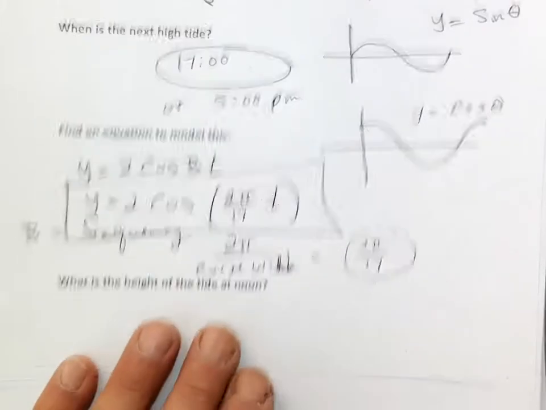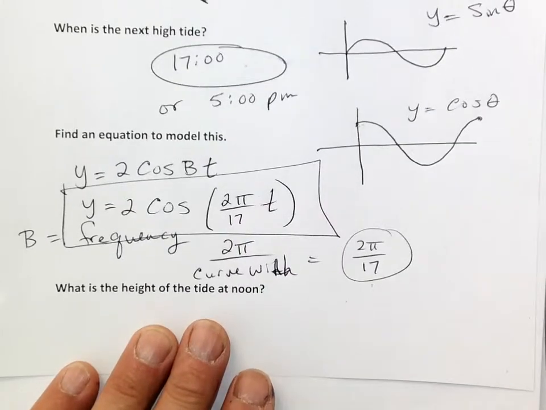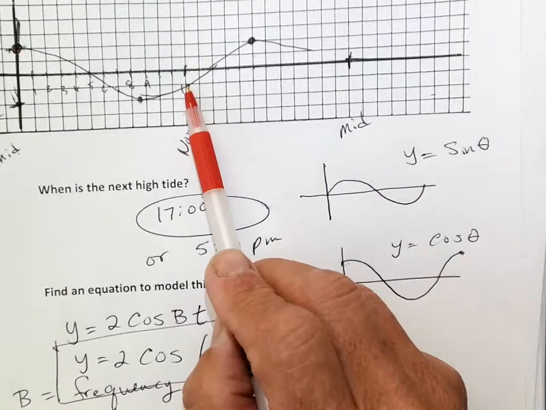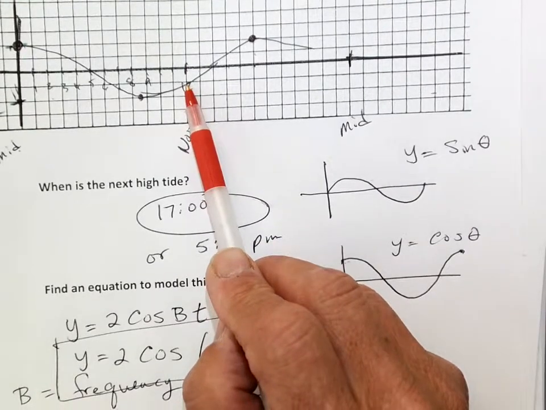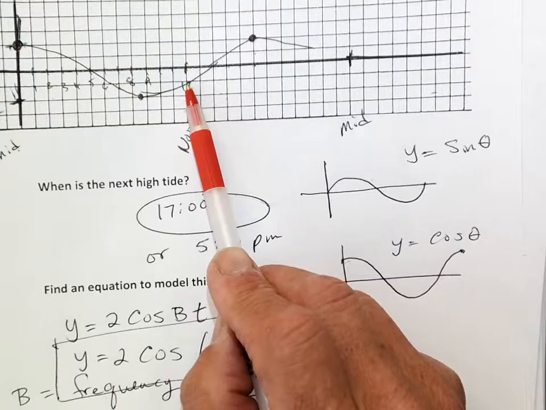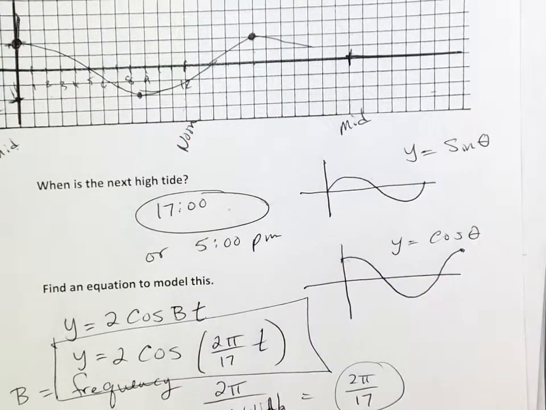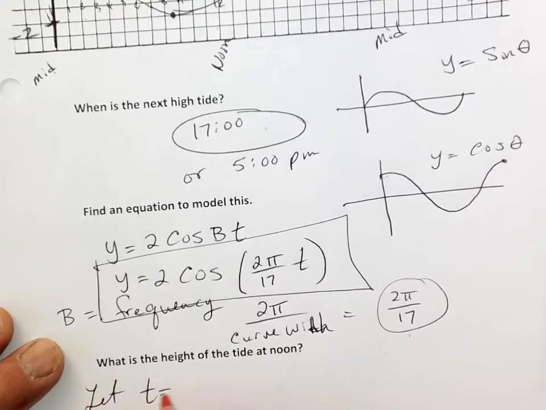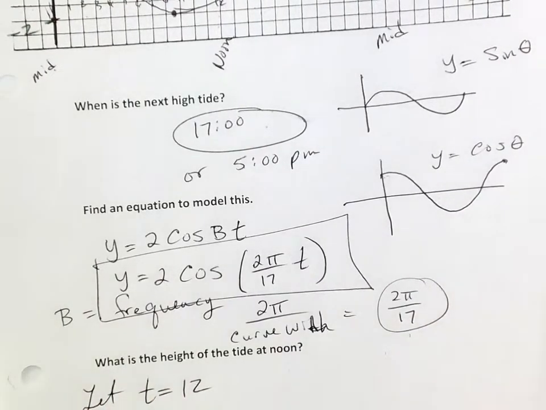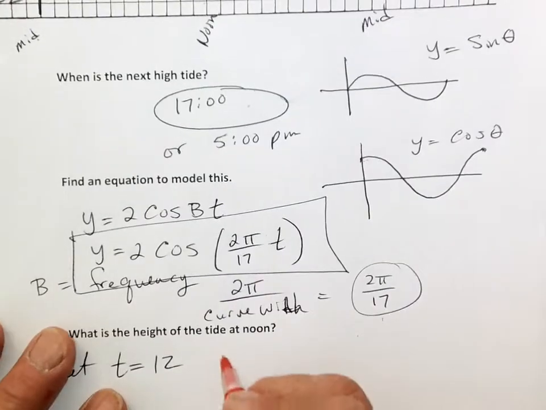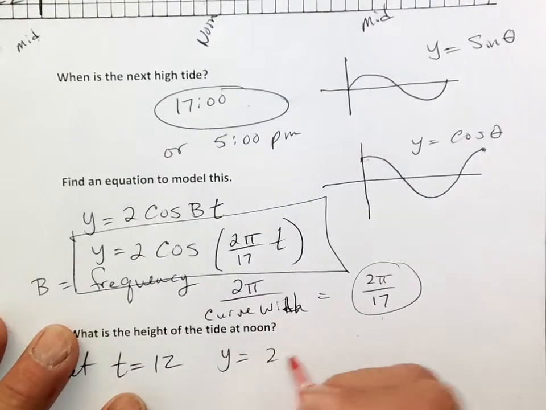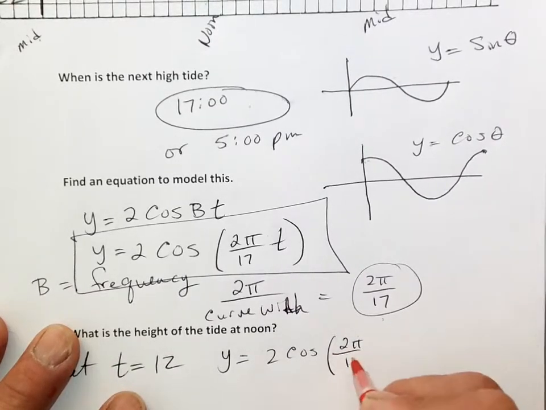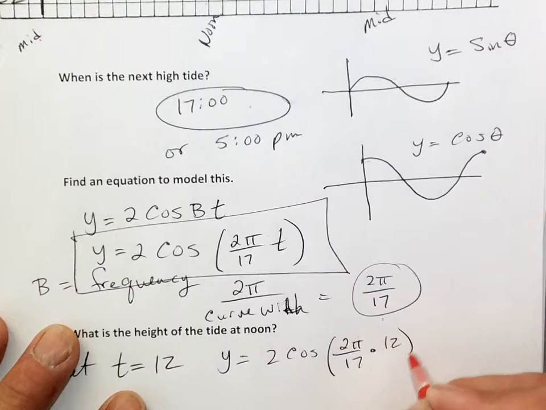Now, what's the height at noon? Okay, so I could guess at noon, let's see. It's right about there. It's about -1, but that's a guess. So what I'm going to use is my equation. Let's see, I'm going to let t equal 12, because that's noon, right? I'm going to plug it in. So I'm going to go y equals 2 cosine of 2 pi over 17 times 12, and I should get the answer.